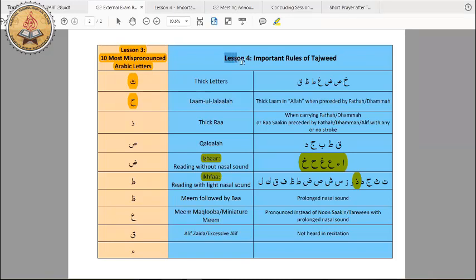The last topic was on the important rules of tajweed. In that we have learned about which are the thick letters, and you should have learned about qalqala, qaf, ta, ba, jim, dal, where we make a jerking or a jumping sound. You should have learned about izhar and ikhfa, I think you did that with me last week, where we show the noon sound and where we make a nasal sound. You should have learned about blank alif or alif zaida, and lamul jalala. You read Allah thick when the letter before it has a stroke on top, fatha or dhamma.